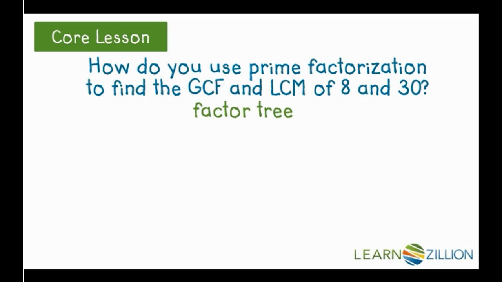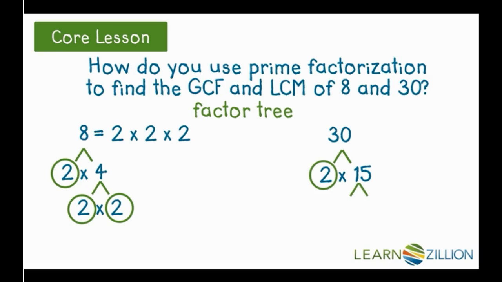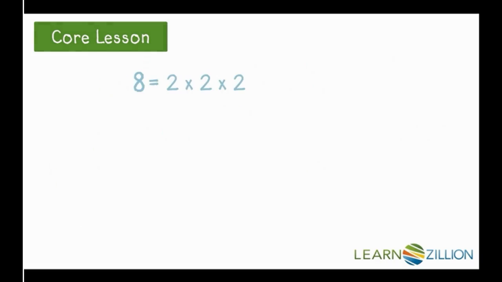All right, so how do we find the GCF and LCM of 8 and 30 using prime factors? We're going to rely on our factor tree. I'm going to find the prime factors of 8. I know that 8 can be broken down into 2 times 4. 2 is prime, and 4 is broken down into 2 times 2. I know the prime factors of 8 are 2 times 2 times 2. Now 30, when I break it down, I get 2 times 15, and I can break 15 down into 3 times 5. So the prime factors of 30 are 2 times 3 times 5.